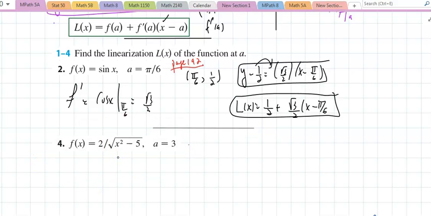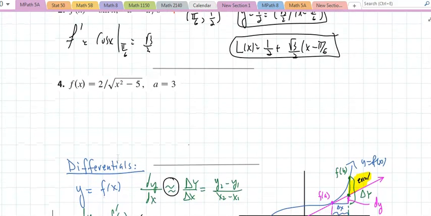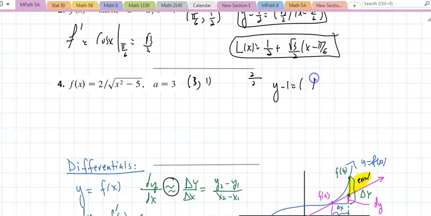And here we have another piece as well. This is a bit more work. Well, let's see how that works. I would like to take x equal 3 and plug it in. Well, if I throw 3 in, I'm looking at 2 divided by the square root of 9 minus 5, the square root of 4, so 2 over 2, which is 1. So y minus y1 equal m into x minus x1. There it is. Or L of x equal 1 plus whatever the slope is times x minus 3.